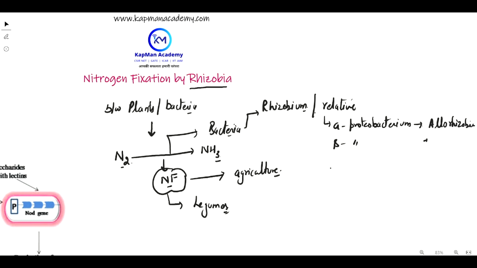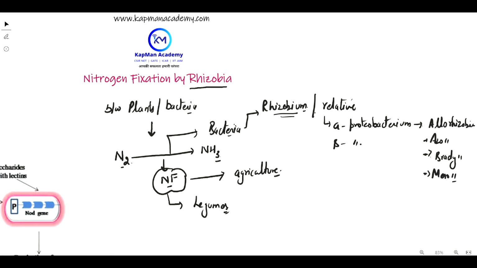If we talk about examples, in the case of alpha proteobacteria, there is Rhizobium. They all are relatives of the Rhizobium bacterium, and they also do nitrogen fixation.